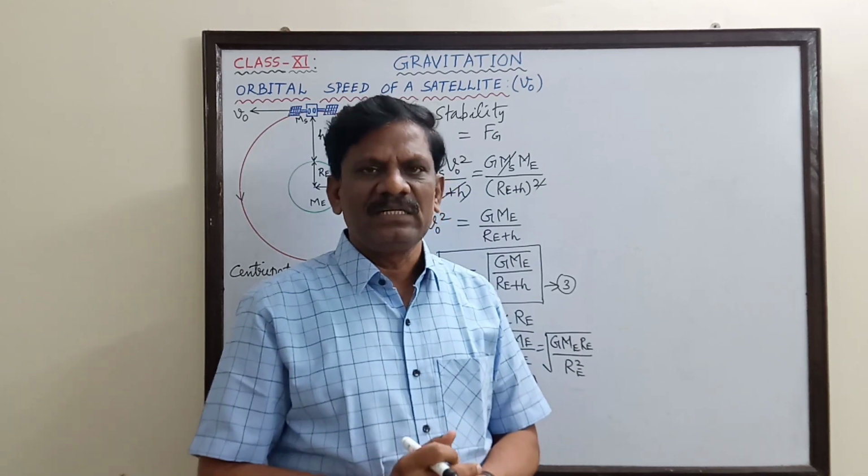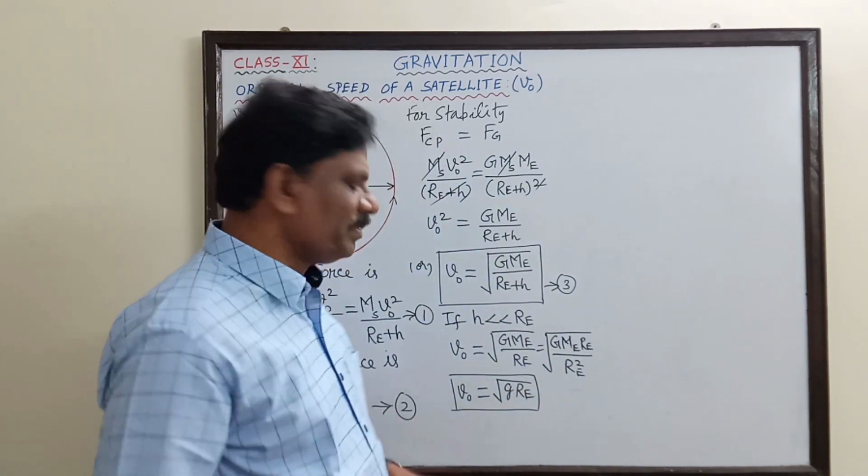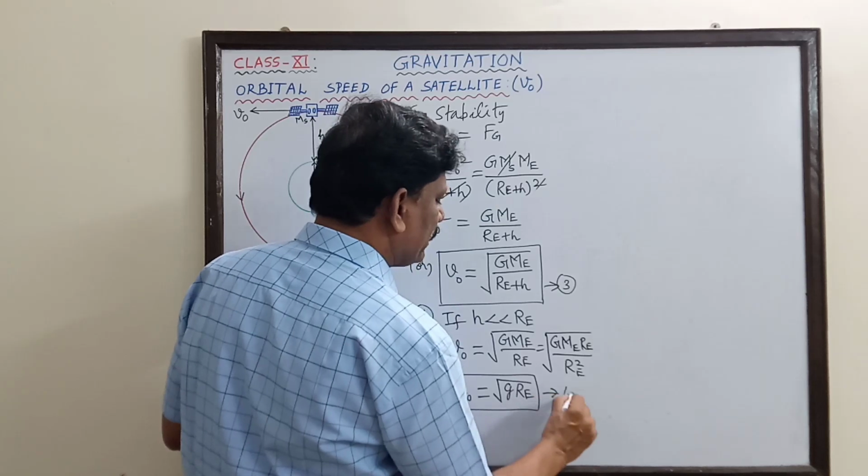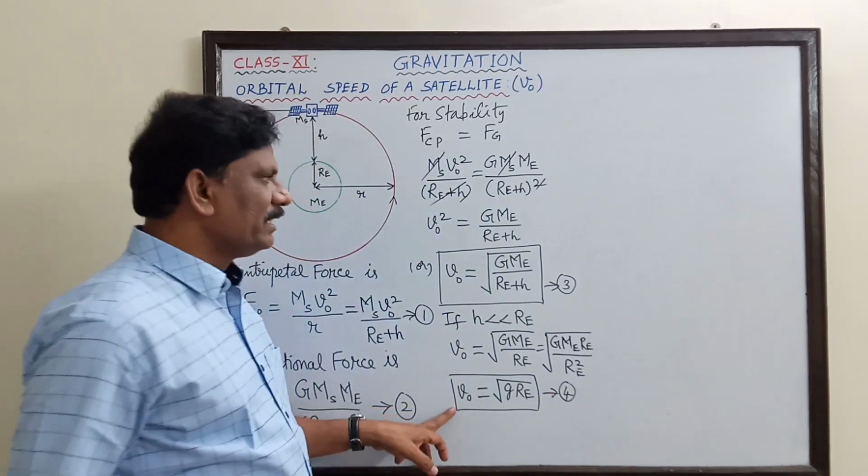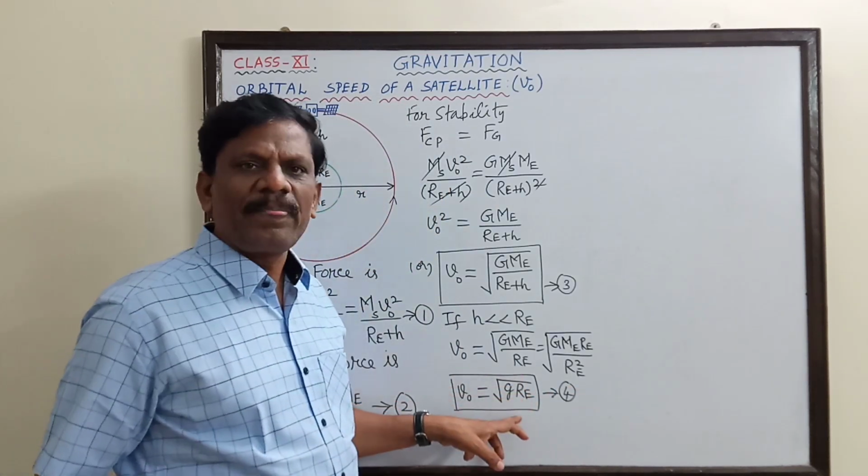This is for the earth satellites, in close orbits, just a few hundred kilometers above the surface of the earth. For them, what is the orbital speed? Now we are getting equation 4, that is, V orbital is equal to square root of g RE.